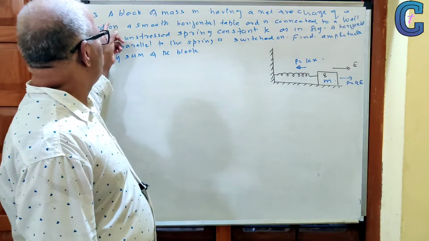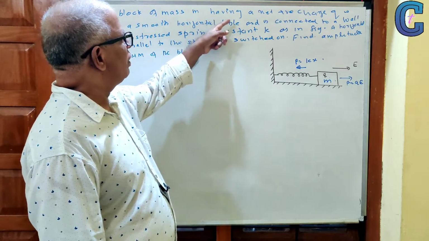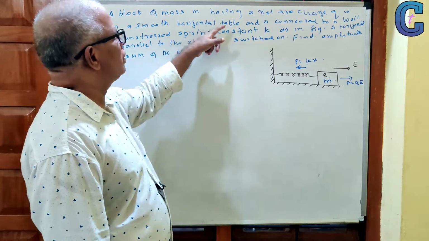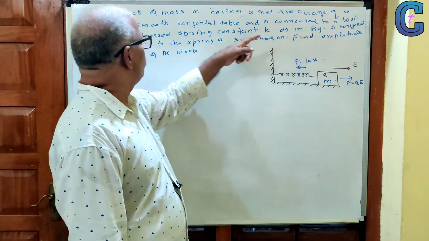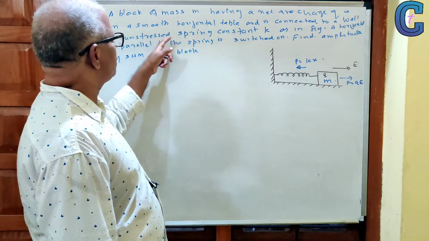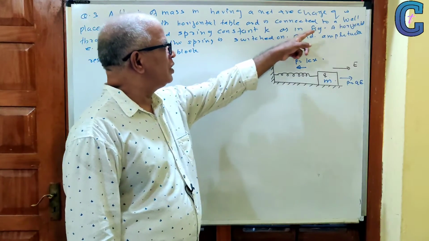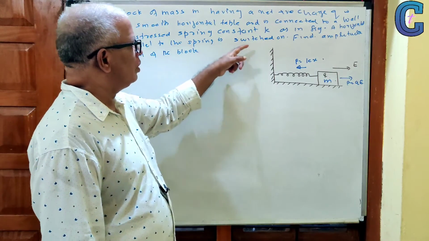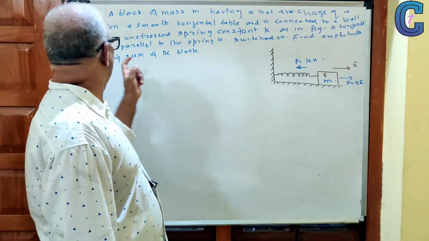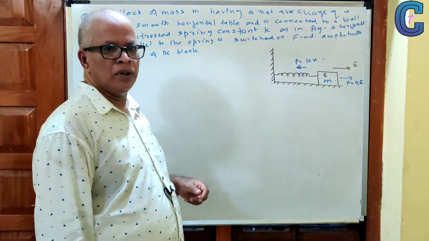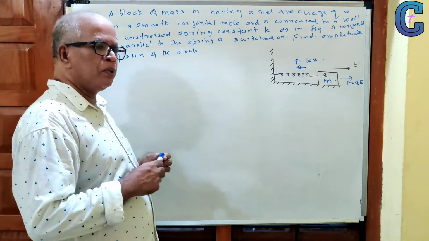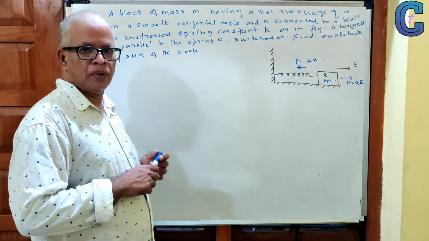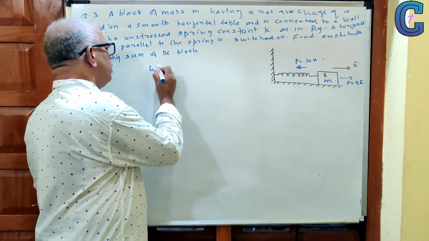So students, look at the problem. A block of mass M having a net positive charge Q is placed on a smooth horizontal table and is connected to a wall through an unstressed spring of spring constant K, as in the figure. A horizontal electric field E parallel to the spring is switched on. Find the amplitude of the resulting SHM of the block. When amplitude is maximum, what will happen?